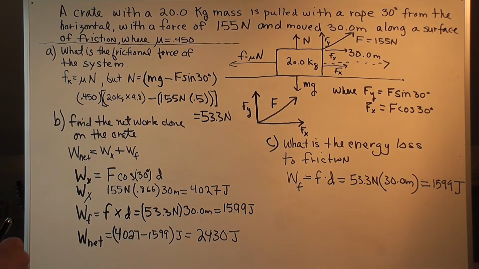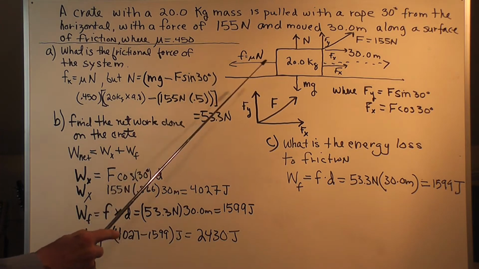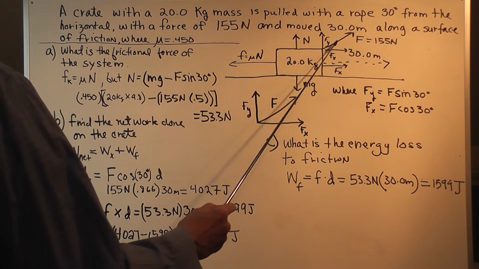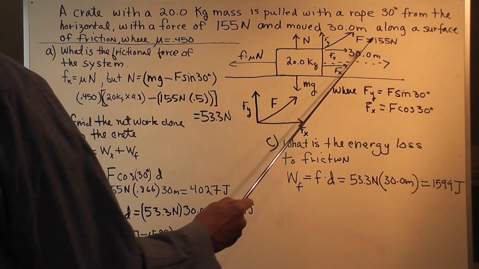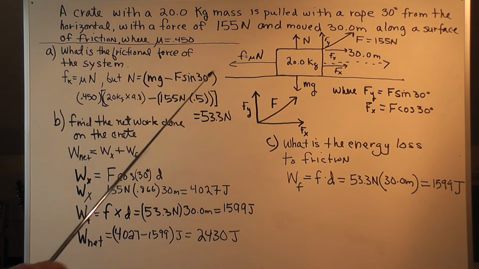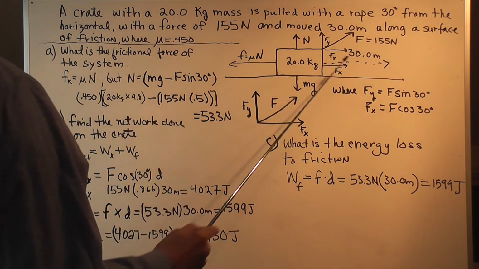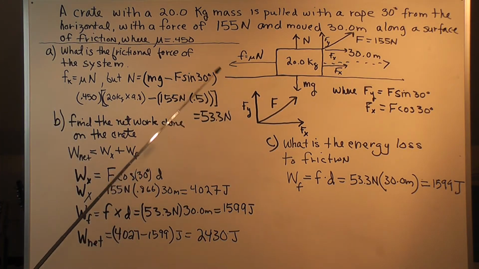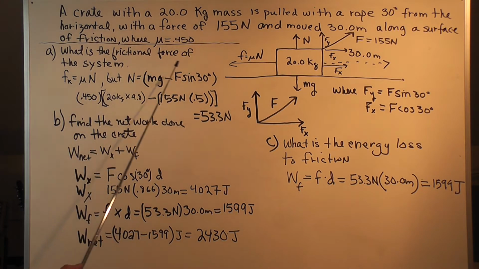Okay, we have a problem in physics in energy, specifically the work done. We have a crate that is being pushed or pulled with a force at an angle of 30 degrees, a force of 155 newtons. This crate is being pulled 30 meters with a rope at that angle. And what we want to do, we want to find out a couple things. We want to find out what is the frictional force of the system.